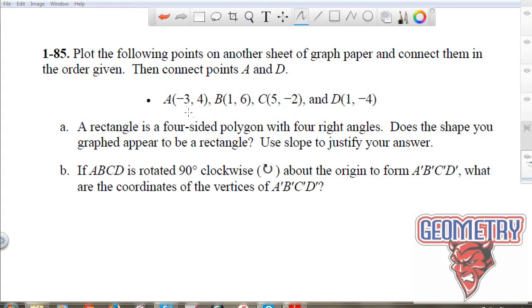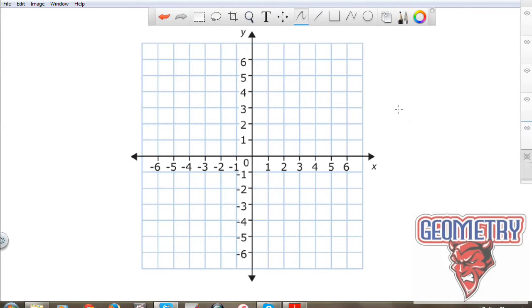So here's our original points, A, B, C, and D. We're given the coordinates, so I'm going to place those on this grid we have. A is the point -3, 4. So -3, 1, 2, 3. So point A. Point B is the point 1, 6. So there's that. Point C is the point 5, -2. There. And D is the point 1, -4.